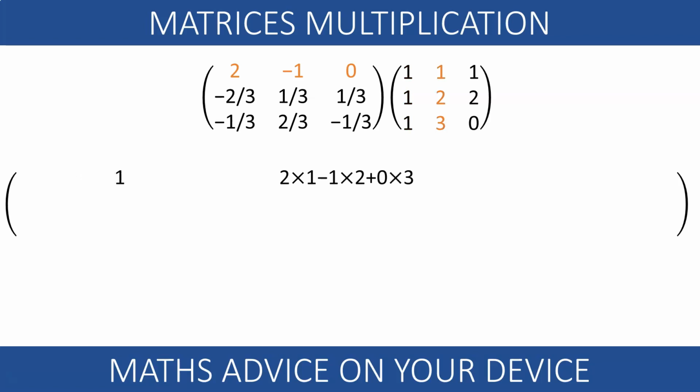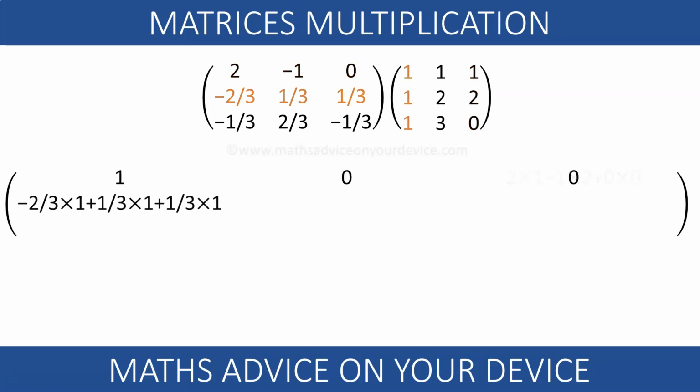Next, we multiply the first row by the second column: 2 times 1 minus 1 times 2 plus 0 times 3. The answer is 0, and we write it on the second cell. Next, we multiply the first row by the third column: 2 times 1 minus 1 times 2 plus 0 times 0. The answer is 0, and we write it on the third cell.